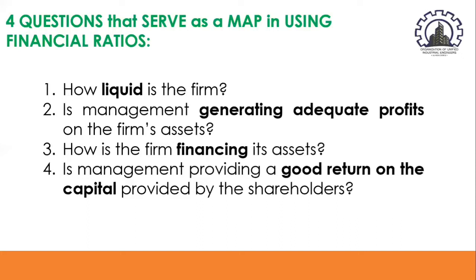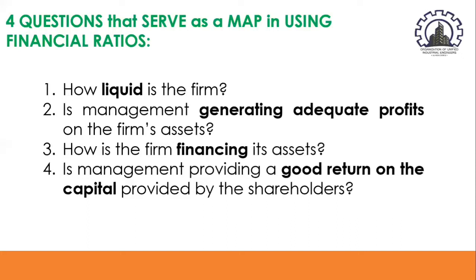And the second question that will serve as a map in using financial ratios is, is management generating adequate operating profits on the firm's assets? Now, here we begin a different line of thinking that will carry us through all the remaining questions. And at this point, we want to know if the profits are sufficient relative to the assets being invested.